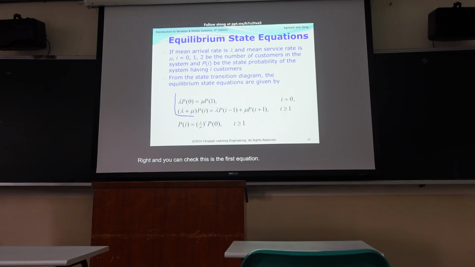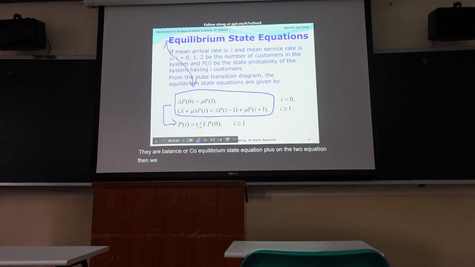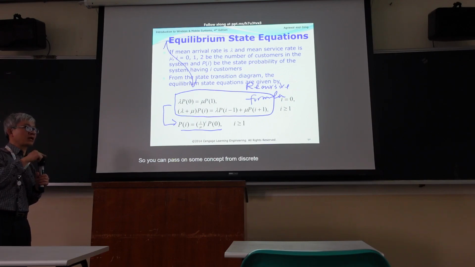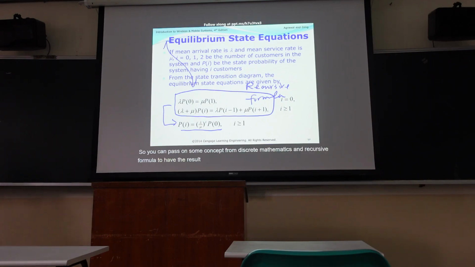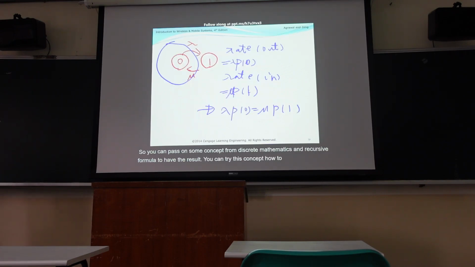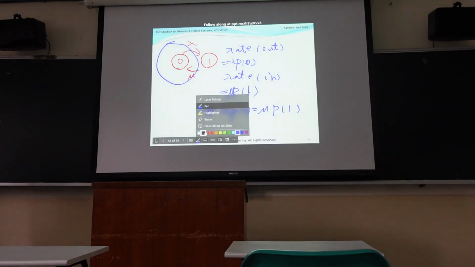Alright, that's the first equation and second equation. They are the balance or equilibrium state equations. Based on the two equations, then we can derive this one. Alright, so we already have this one. It's the first one to have for the result. How to solve it? Recursive formula. So you can use some concepts from discrete mathematics and recursive formula to have the result. You can try this concept, how to solve it. However, let me show a quick way to have the result.